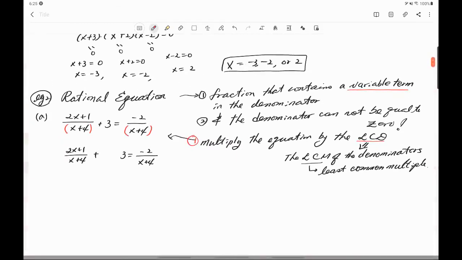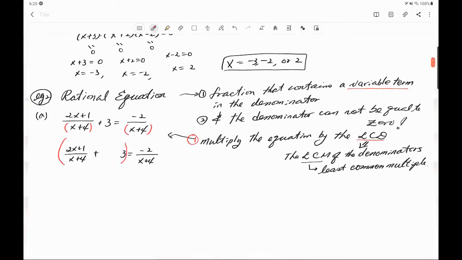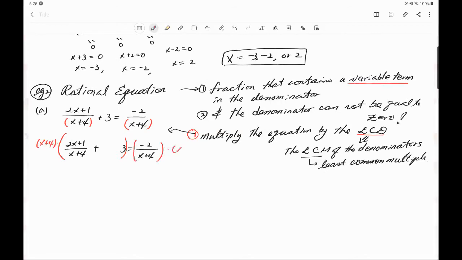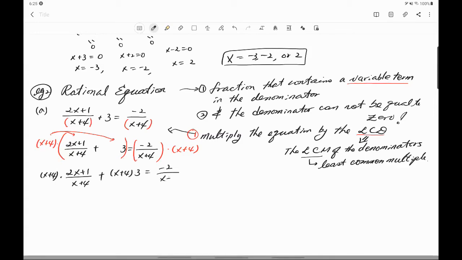So when we multiply the right hand side by x plus 4 as well, that means we're going to multiply each term inside the parentheses by x plus 4, right? Let me rewrite it. That is 2x plus 1 over x plus 4, which will be multiplied by x plus 4. And this 3 will be multiplied by x plus 4. And negative 2 over x plus 4 will also be multiplied by x plus 4. I'm going to put parentheses in the denominator.